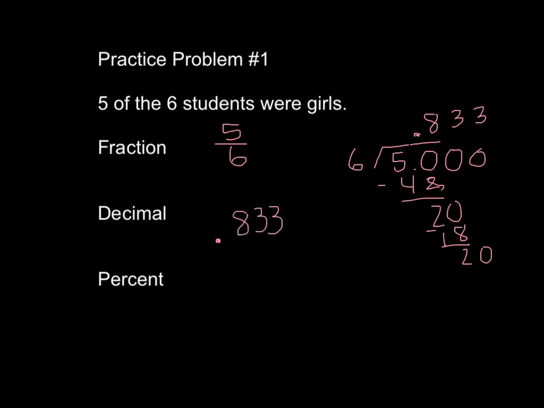0.833. To change that to a percentage, I move my decimal 2 places to the right, so my percentage is going to be 83.3%. Now, you would also be correct if you just put 83%.